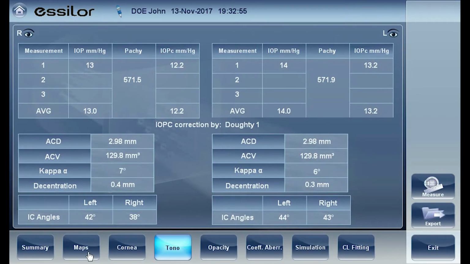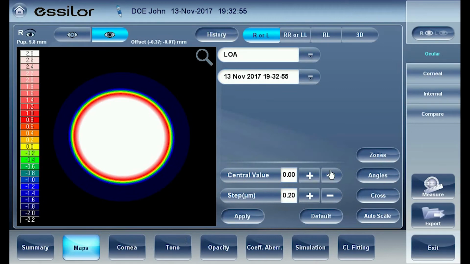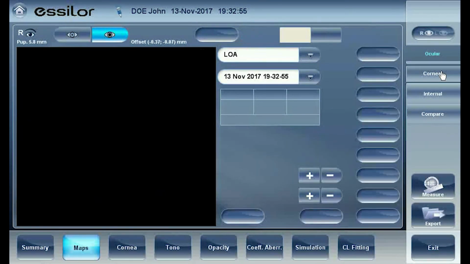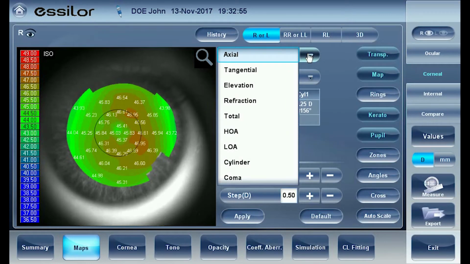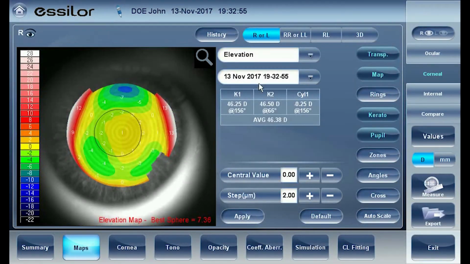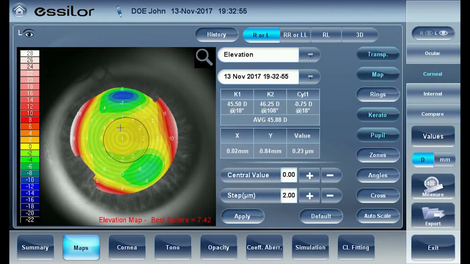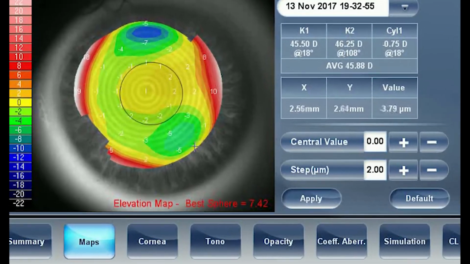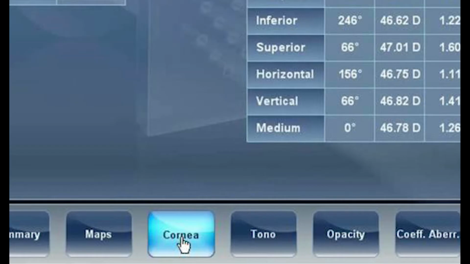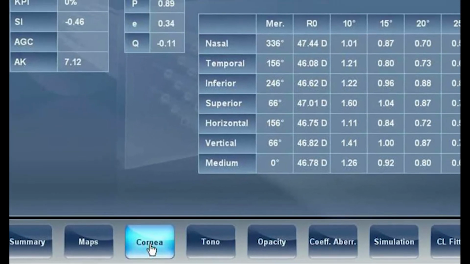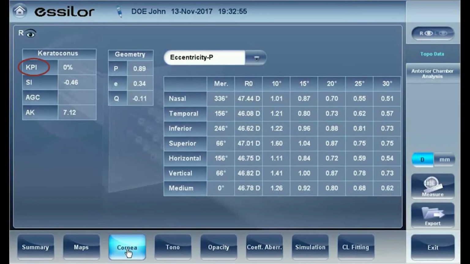Finally, in a third step, we will take a look at the profile of the cornea. We will focus on the elevation map of the cornea and check the presence or not of red area in the center. This way, we are checking if there is any potential keratoconus developing in the surface of the cornea. Everything looks perfectly clear on the right eye and on the left eye as well. As a complement, we can check in the cornea tab the KPI value that indicates the keratoconus probability index.